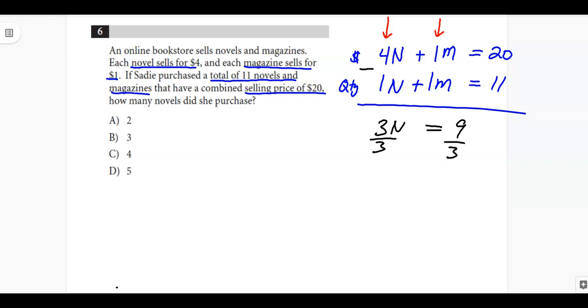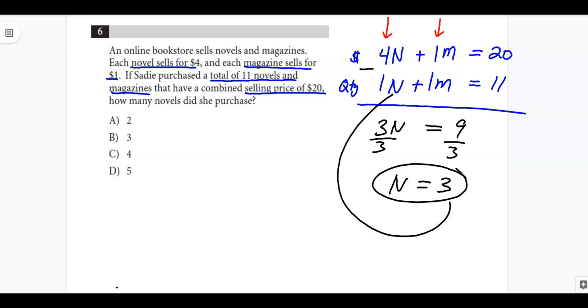Divide both sides by 3, and I have the novels are 3. So it looks like 3 novels. If I needed magazines, I could plug that back in there, and I would have 3 plus m equals 11. So subtracting from both sides, I also find out there's 8 magazines. But they wanted novels. So the correct answer there is B.